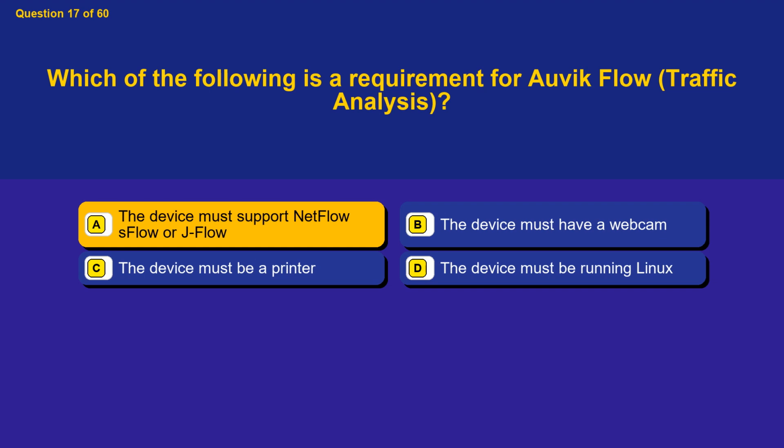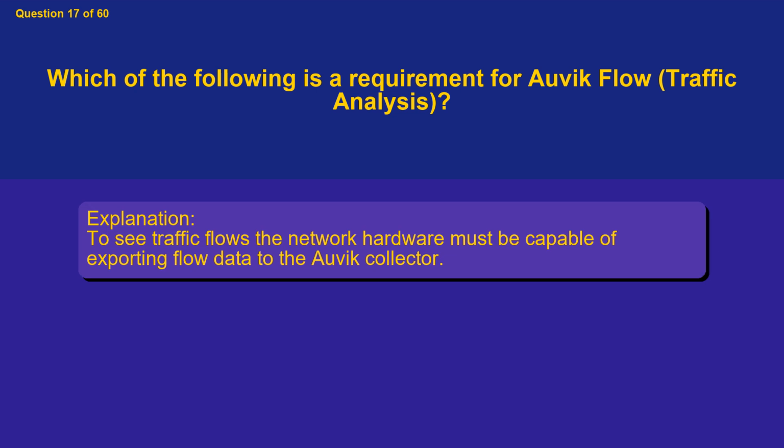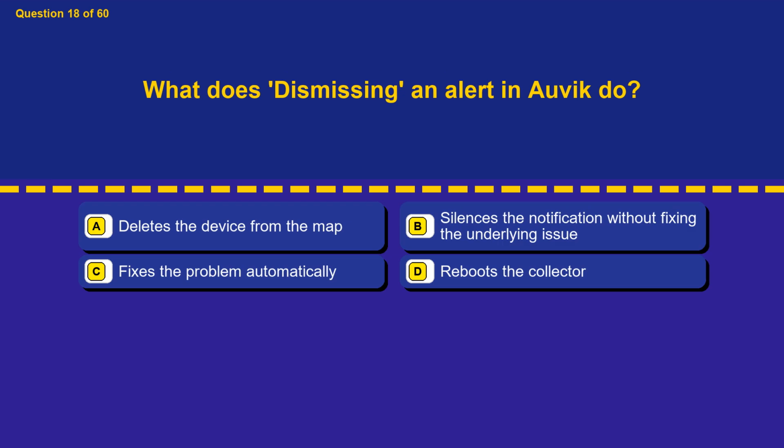The correct answer is option A. The device must support NetFlow, SFlow, or JFlow. To see traffic flows, the network hardware must be capable of exporting flow data to the Auvik collector. Question 18. What does dismissing an alert in Auvik do?